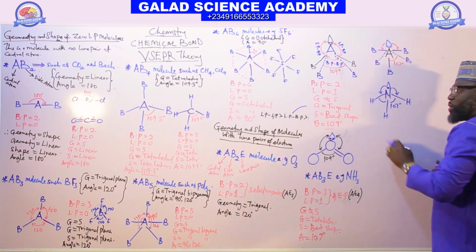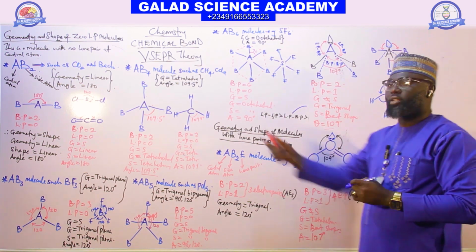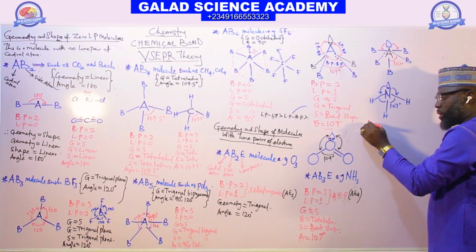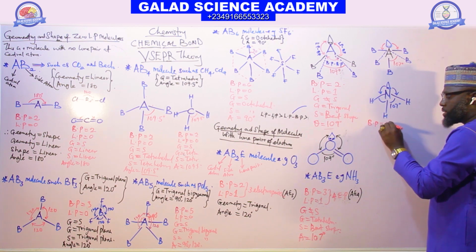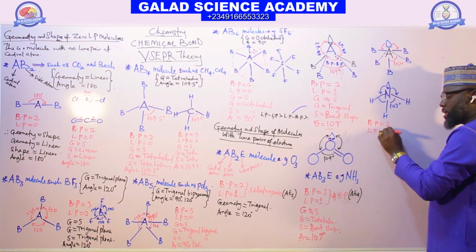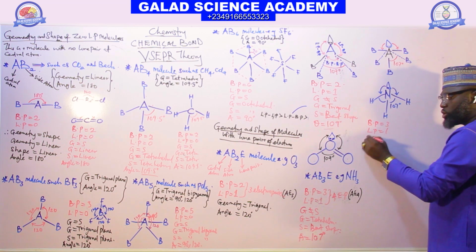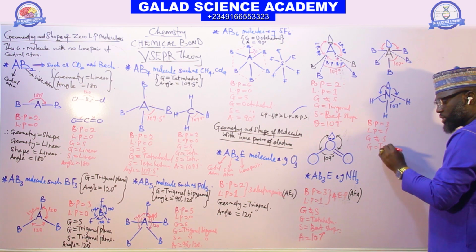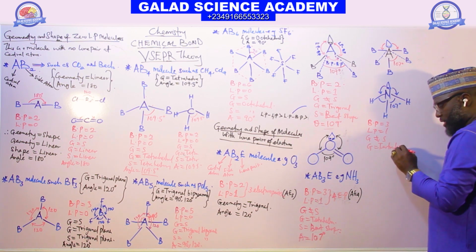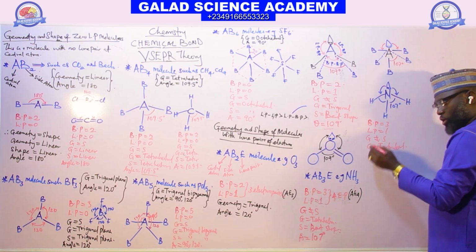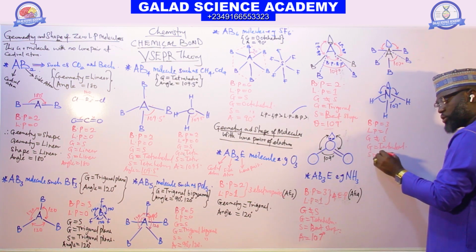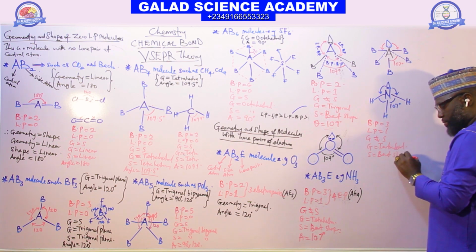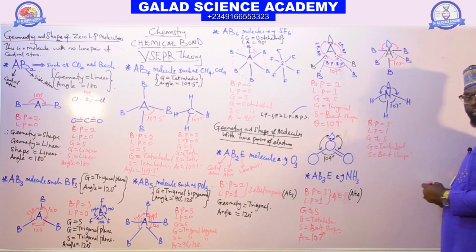107, less than what? Tetrahedral. And if you now do the analysis here, what is what? Bond pair here is 3, lone pair is 1. So geometry is not equal to the shape. The geometry is tetrahedral, but the shape is bent.